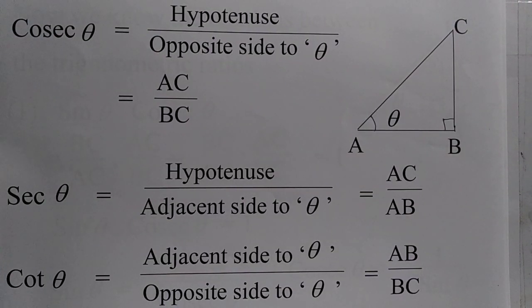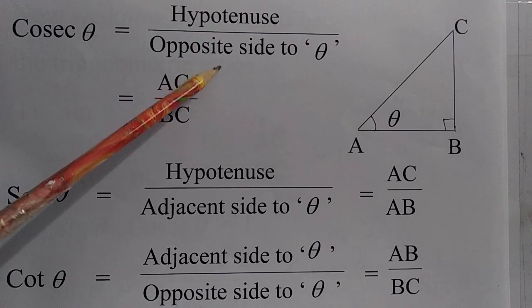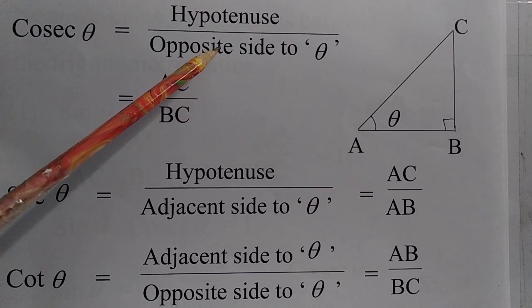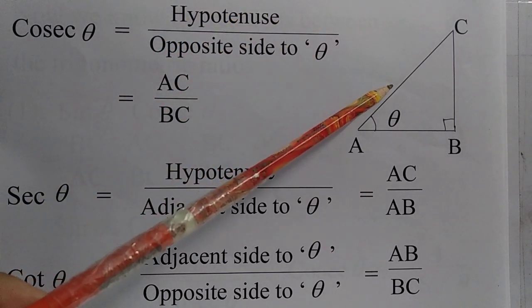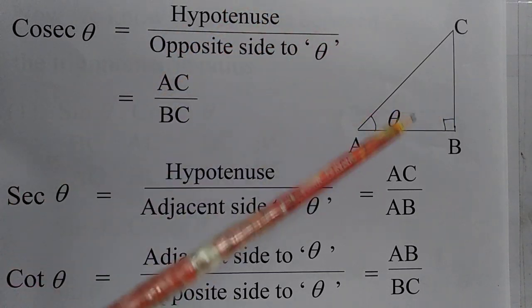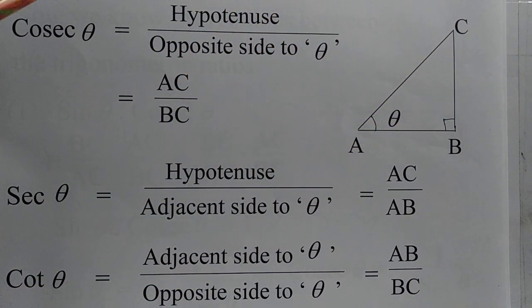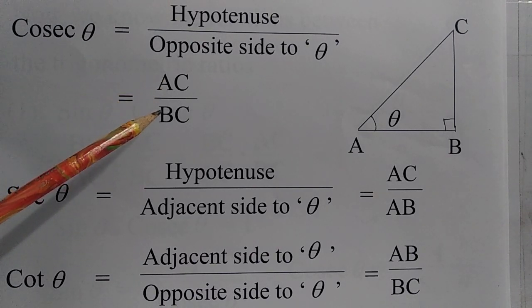Now we define cosecant theta, secant theta, cot theta. Cosecant theta is the reciprocal of sin theta. Cosecant theta is defined as hypotenuse by opposite side to theta. Here hypotenuse is AC and opposite side to theta is BC. So cosecant theta equal to AC by BC.